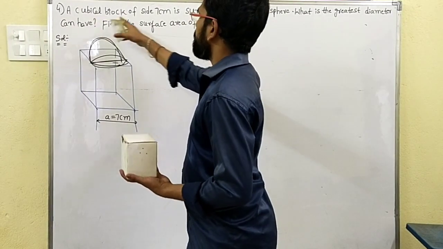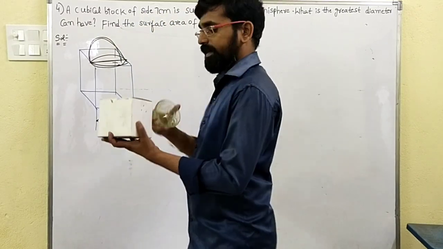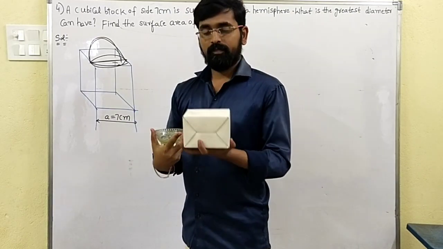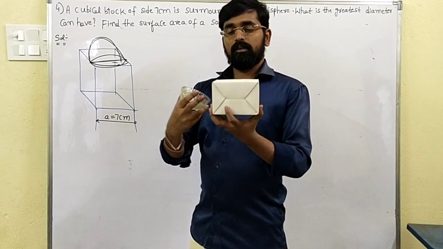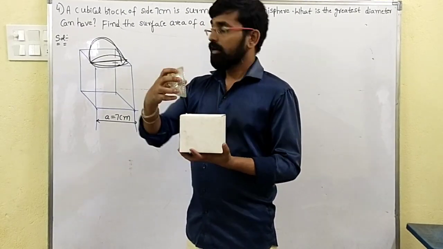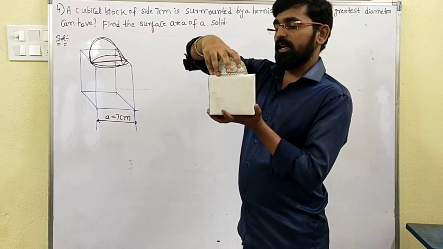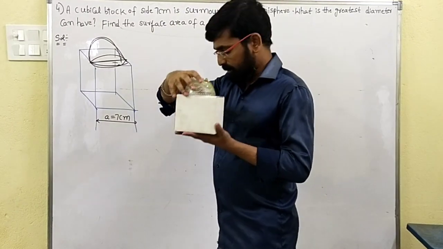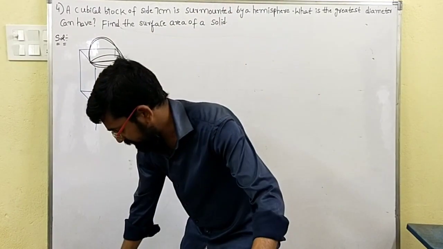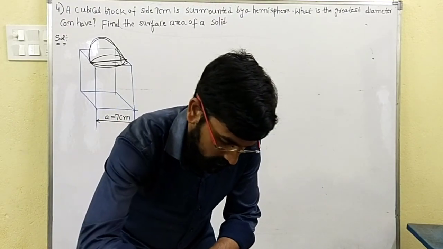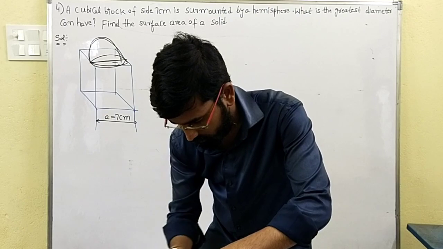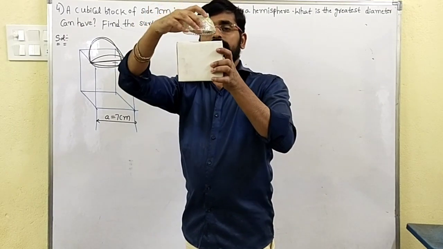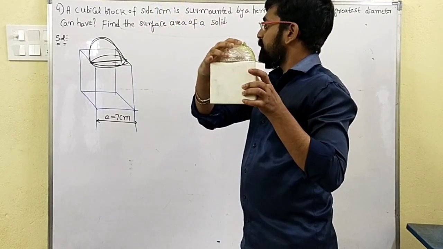So a cubical block of side 7 centimeters means this side is 7 centimeters. It looks like a cube. On this cube, surmounted means the hemisphere is seated like this. If I draw a line through this, surmounted means on the cube there is a hemisphere.